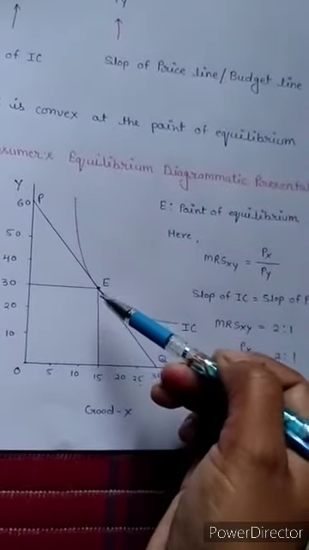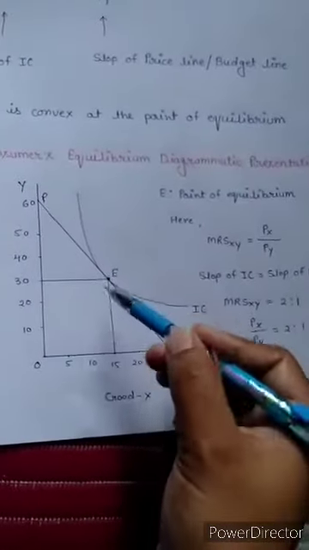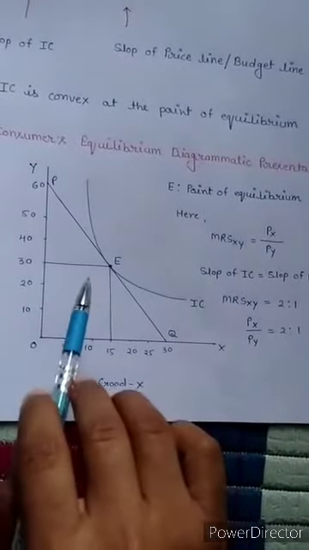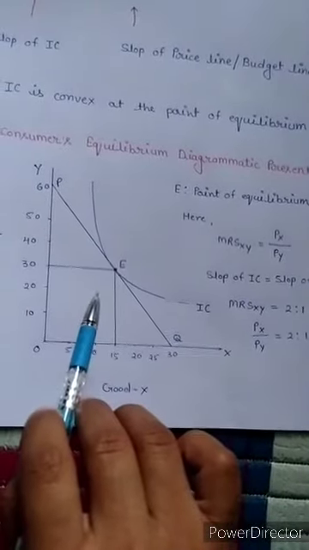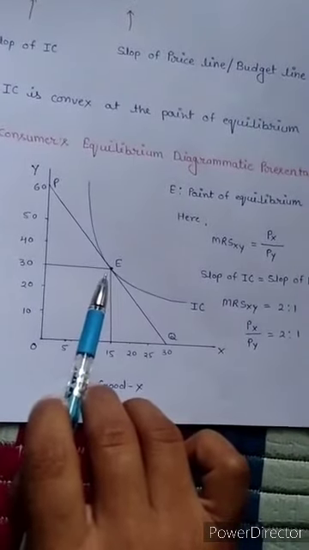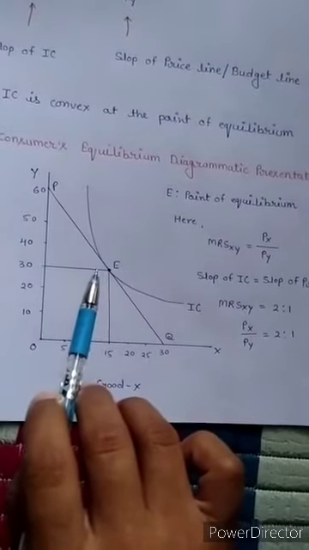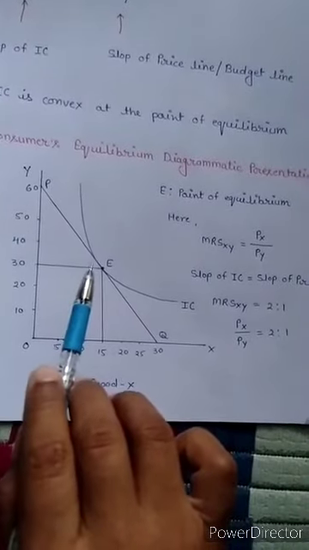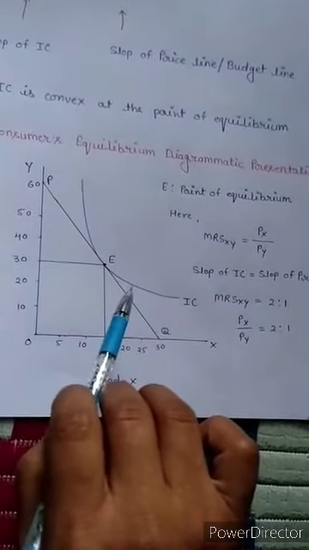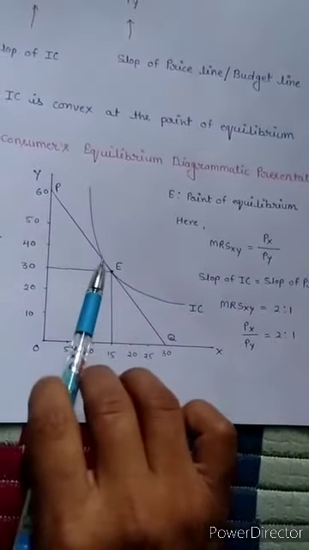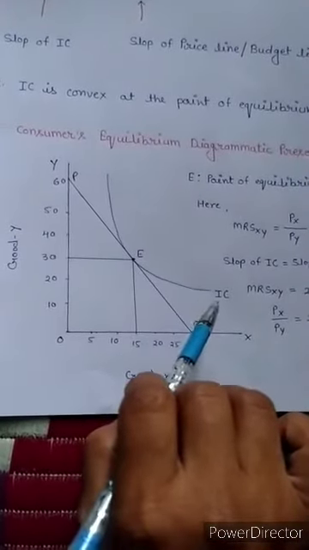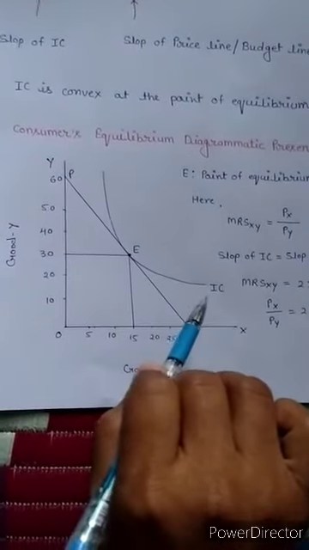So the market rate of substitution is also 2:1 and the marginal rate of substitution is also 2:1, meaning the condition is fulfilled. When the consumer wants to get one extra unit of commodity X, he sacrifices 2 units of commodity Y, and the market rate of substitution is also equal to the consumer's sacrificing rate. And here the second condition is also fulfilled, meaning at the equilibrium point the IC curve is convex to the point of origin.